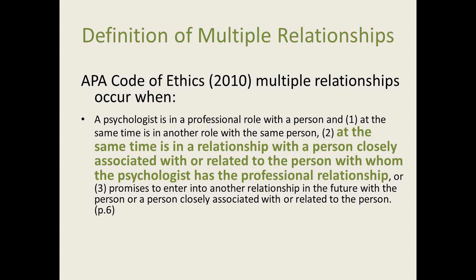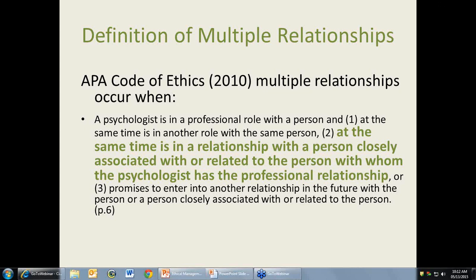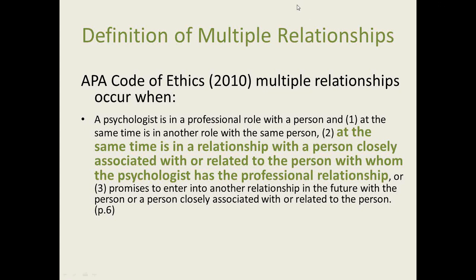So just to remind you about the definition of multiple relationships, I'm going to focus mainly on the second part of the APA Code of Ethics. We can't go over every single profession's Code of Ethics, unfortunately, so we're going to focus on that for psychologists just for simplicity today.